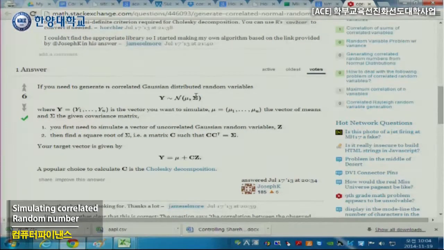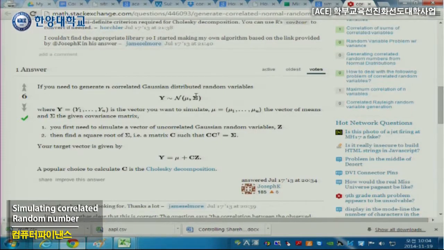the second step is you first need to simulate a vector of uncorrelated Gaussian random variables. So suppose you want to generate 10 random numbers. First thing is you generate 10 uncorrelated random numbers. Okay, that's step 1. Step 2, you find the matrix called C, such that C transpose C becomes your variance covariance matrix. Step 3 is simple. Your new correlated stock return is the risk-free rate plus the C matrix multiplied by your original 10 uncorrelated random numbers.